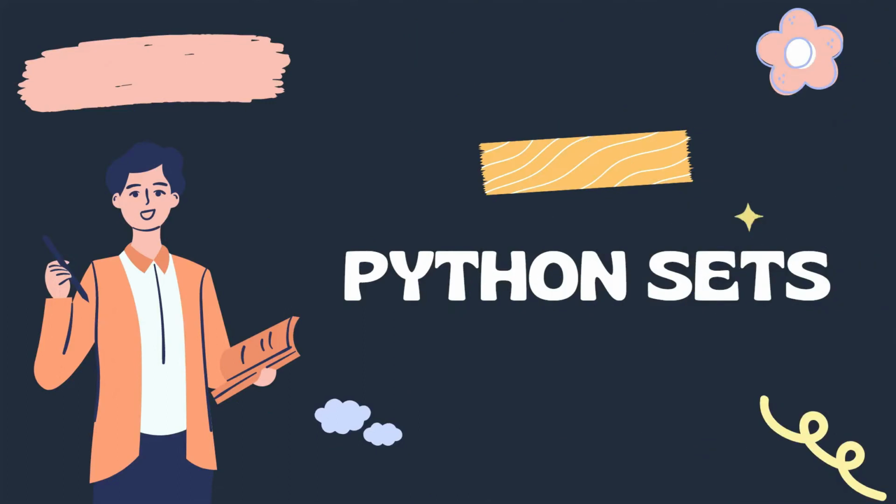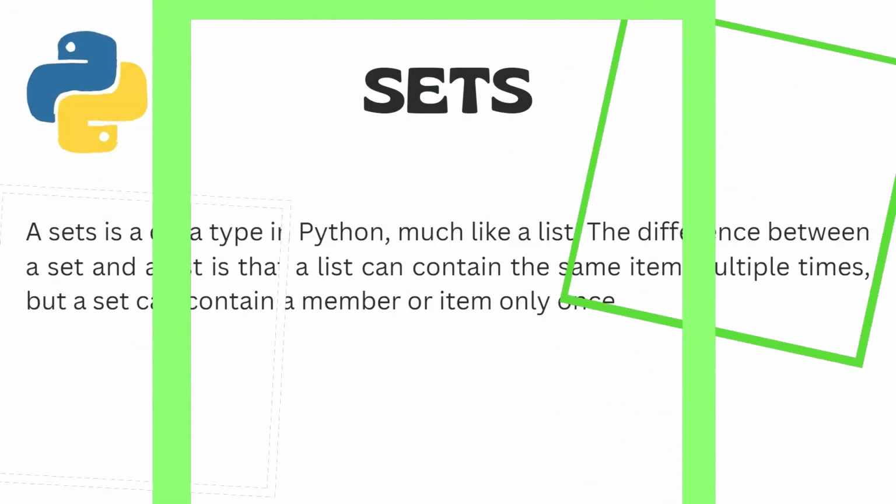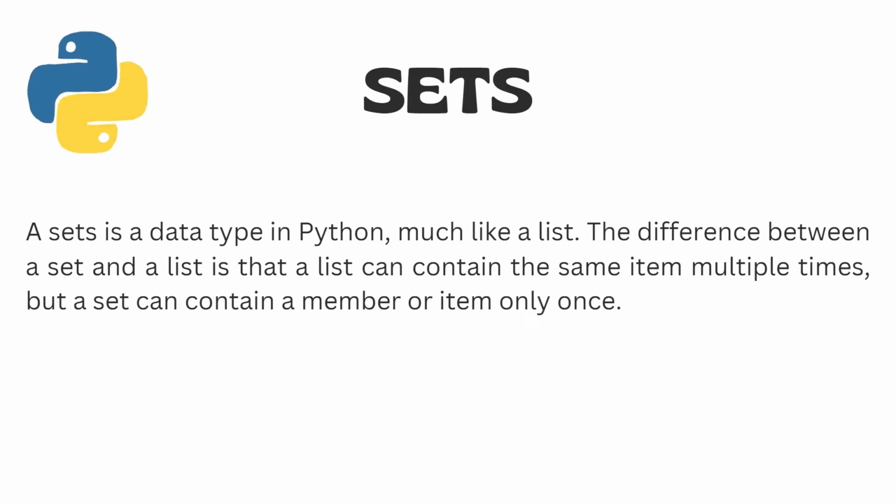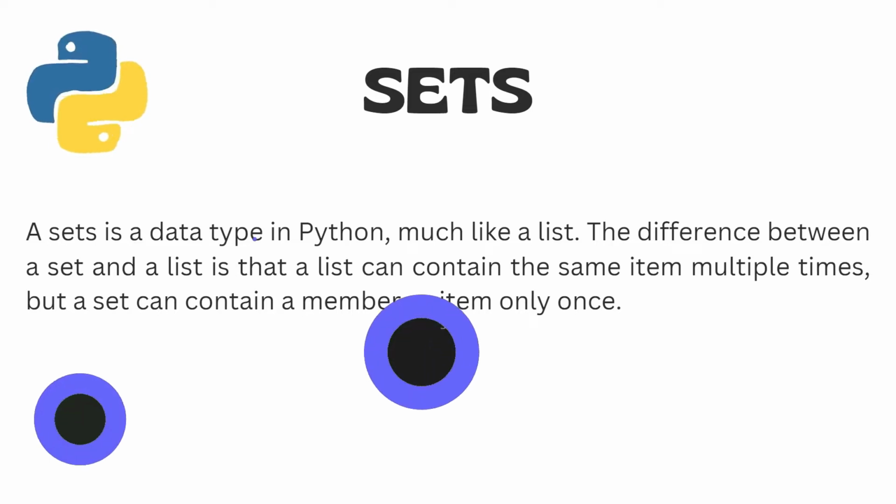Our next topic is Python sets. So what is a set? A set is a data type in Python, much like a list or a tuple. But the basic difference between a set and a list is that a list can contain the same item multiple times, whereas a set can contain an item only once. That means in a list you can add duplicate values, but in a set you can't. Now let's see how we can implement it in Python and do some operations on it.